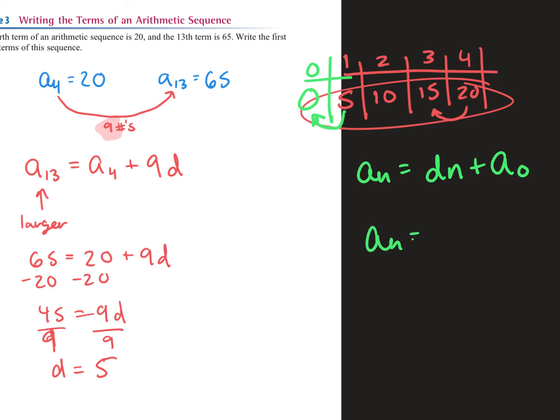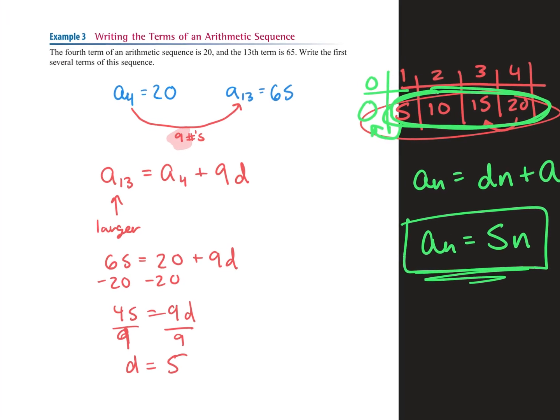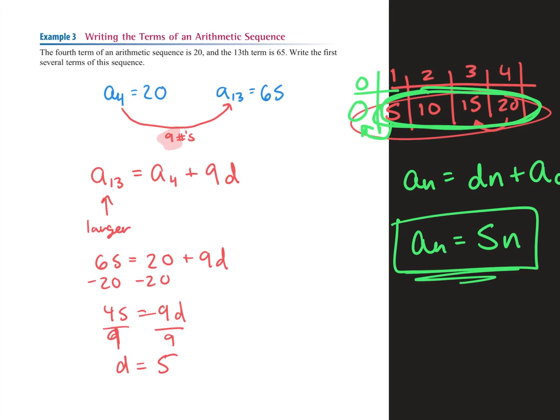So a sub n is equal to, what's d? 5n. Why are we doing the green one? Just to find the equation. So if this question asked me for the 100th term, I have an equation. It doesn't ask for it, so I would just plug in 100 for n. It doesn't ask for the green equation, but this would be our equation for the system. The answer would be like these terms, because the question just asks, write the first several terms of the sequence.